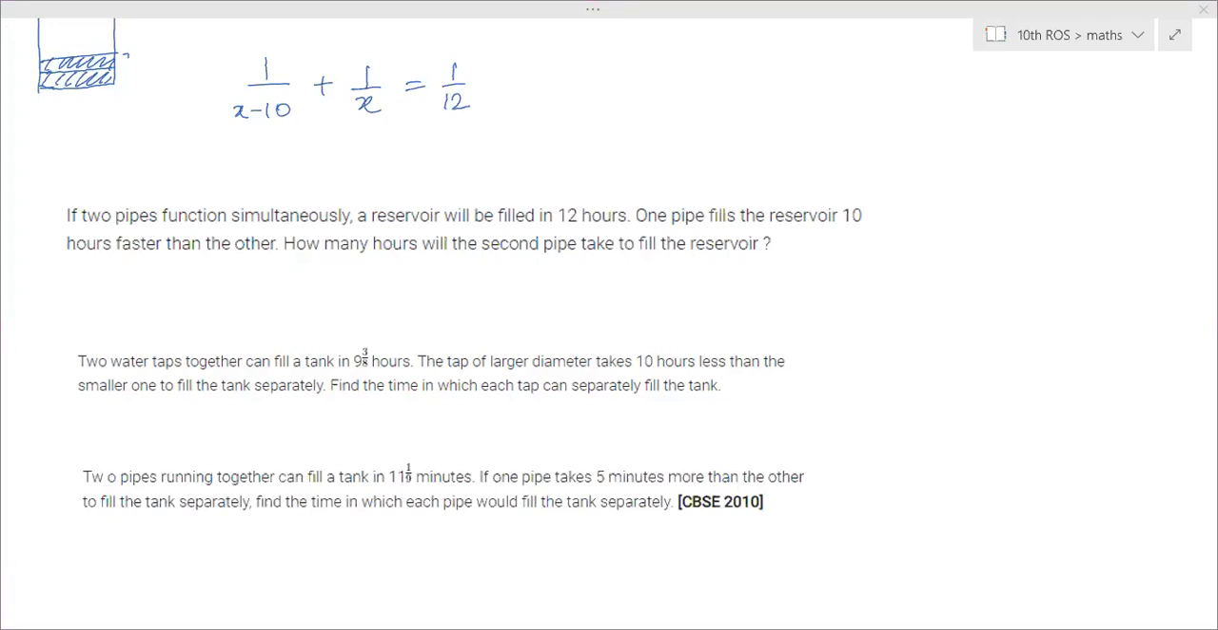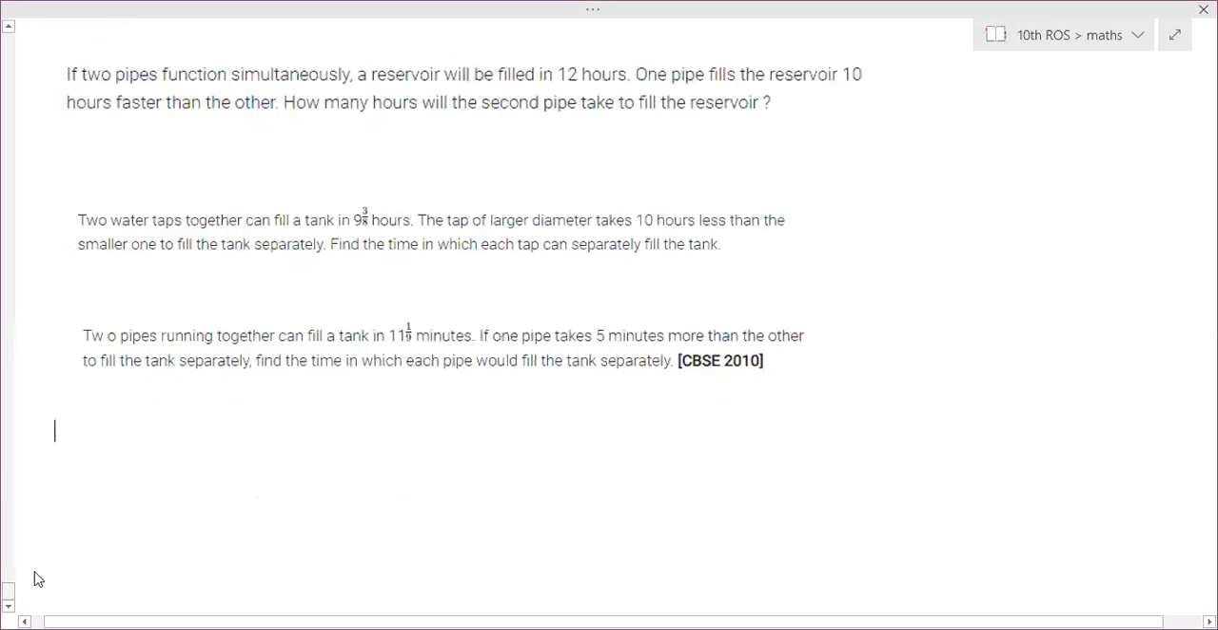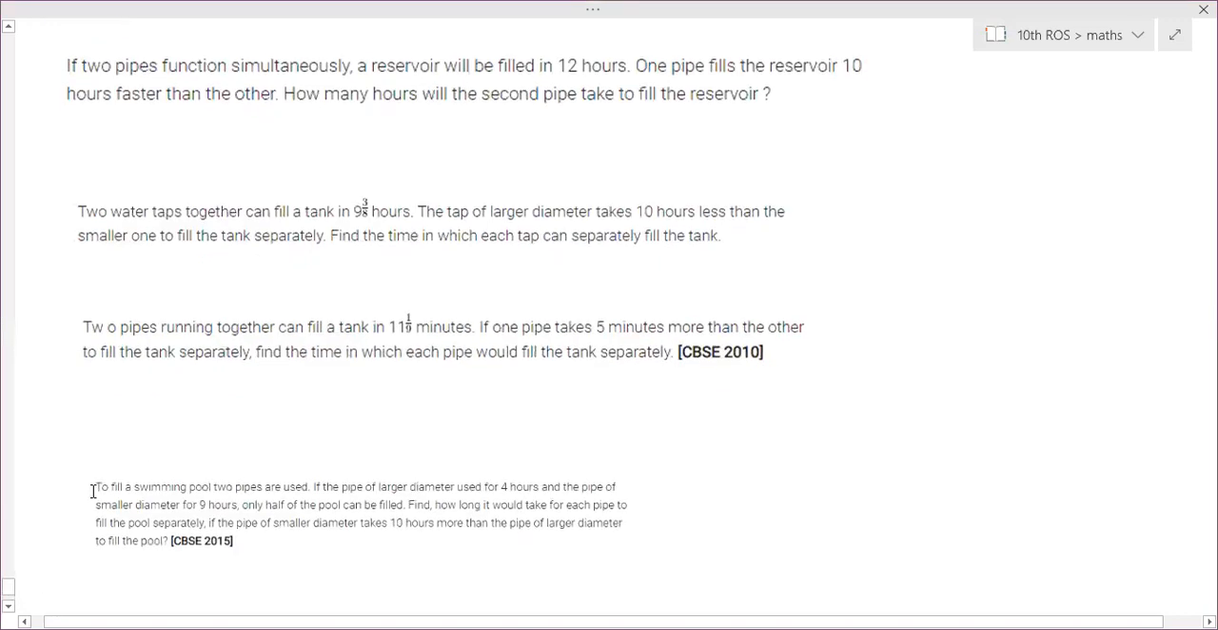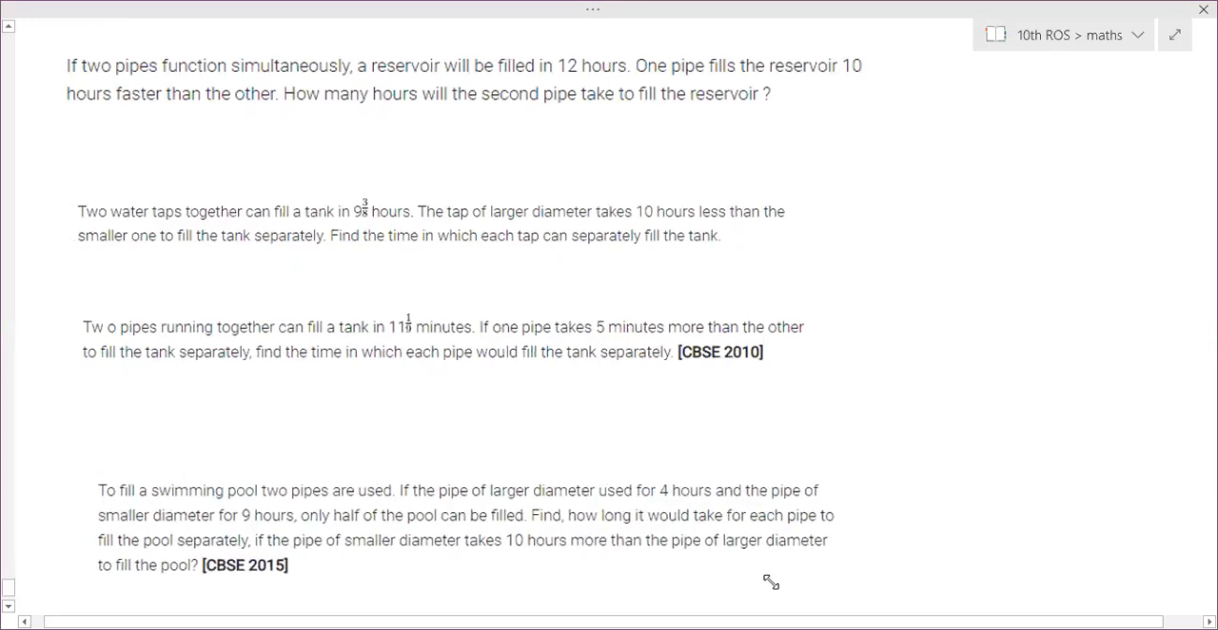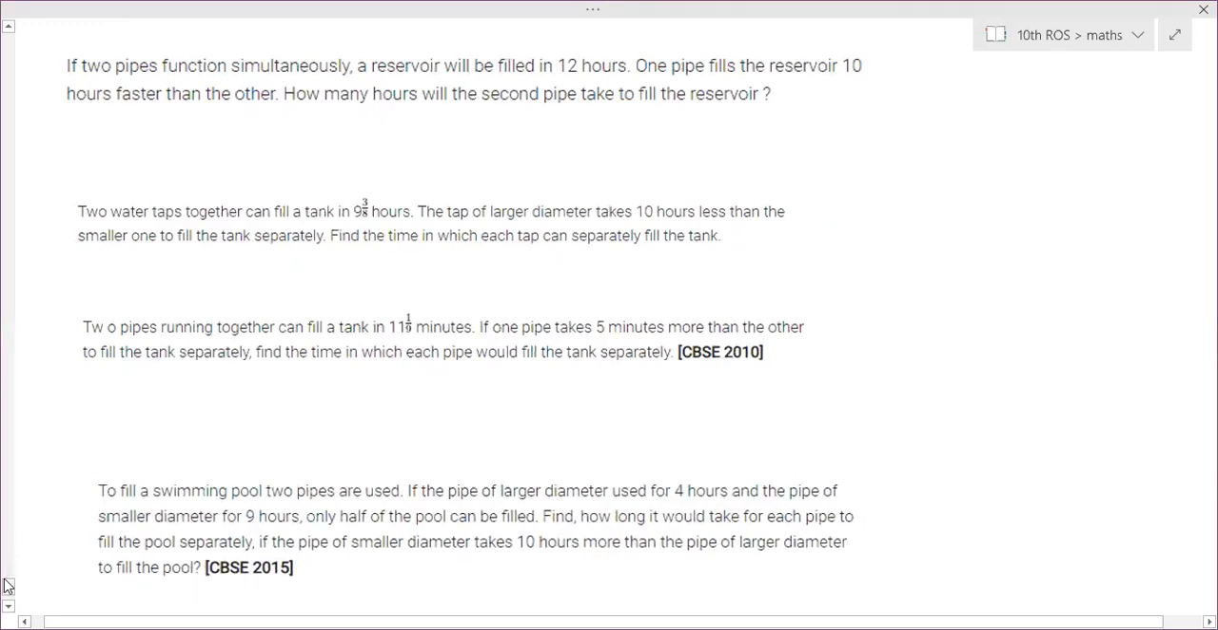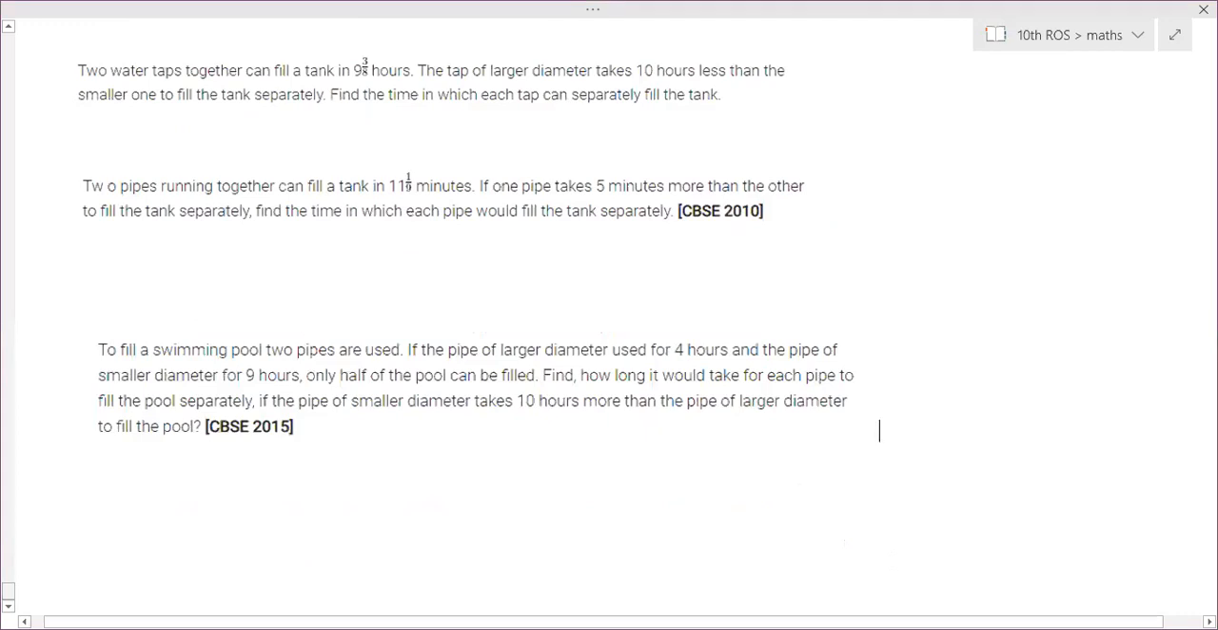Ma'am, I'm not able to factorize the second equation. Okay, what happened? I got the equation as 75x squared minus 766x plus 80. 75x square. What you got? 75x squared minus 760. This part, 9 3 by 8. Yeah, 75x square minus 766x plus 80. No, question is wrong. You solved the equation wrong, ma'am. What you got? Equation as?